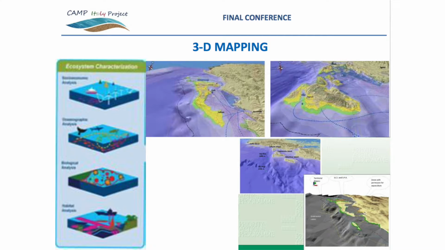So the next methodological tool was the 3D mapping. 3D mapping, why? 3D mapping because there are differences between planning of the land part and planning of the marine part. If you plan on the land part, in fact, all activities are on the same surface.